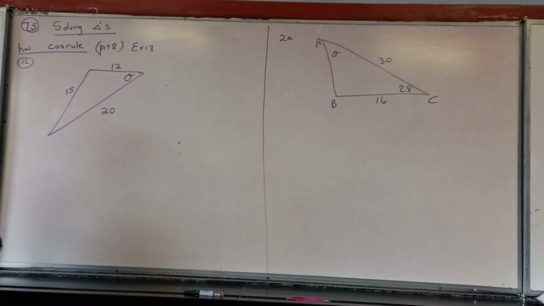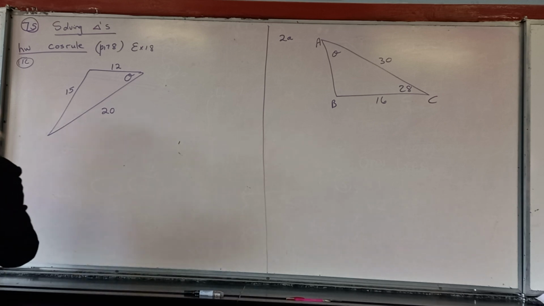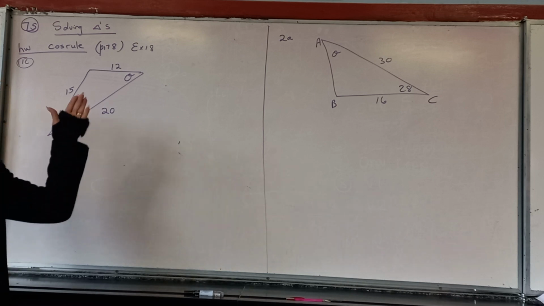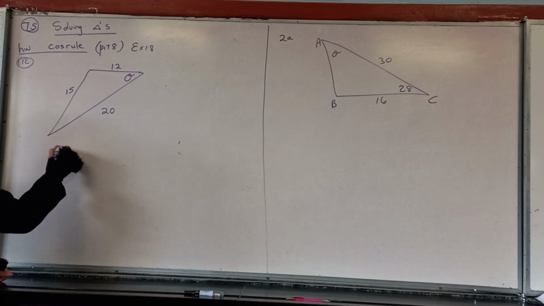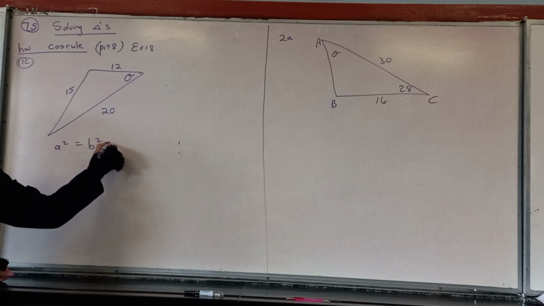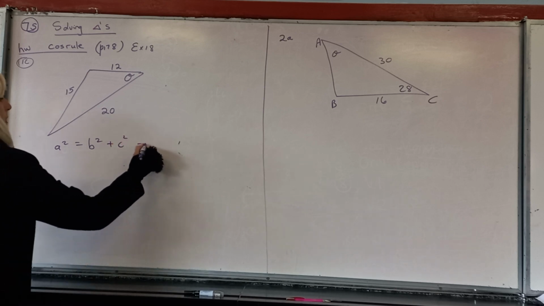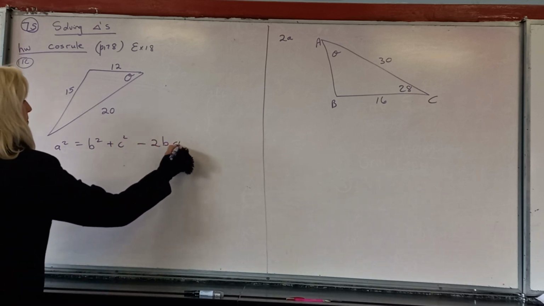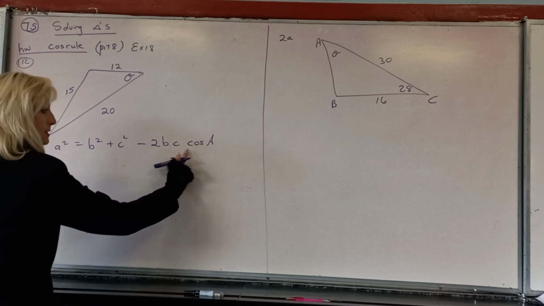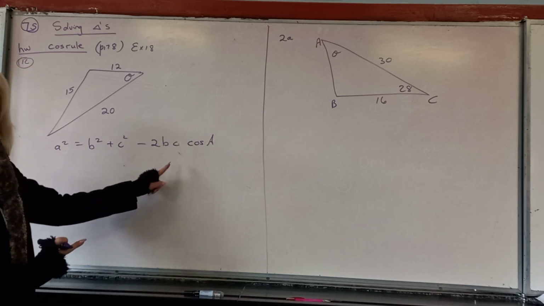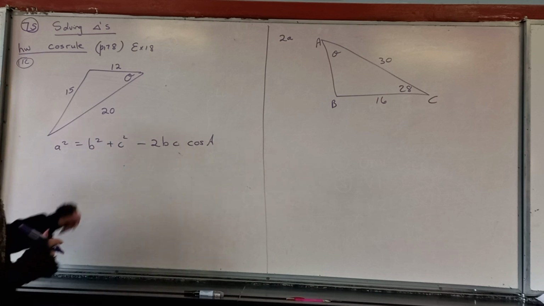Okay, so if we look at the sum, 3 sides have been given. So option A, sin rule is out because there's no pairs. That's why I've got to go for the cos rule. So tell me what the cos rule says. A squared equals B squared plus C squared minus 2BC cos the angle. Just make a note that there must be 2 little c's there. B, C, cos. But you don't miss it out, okay?